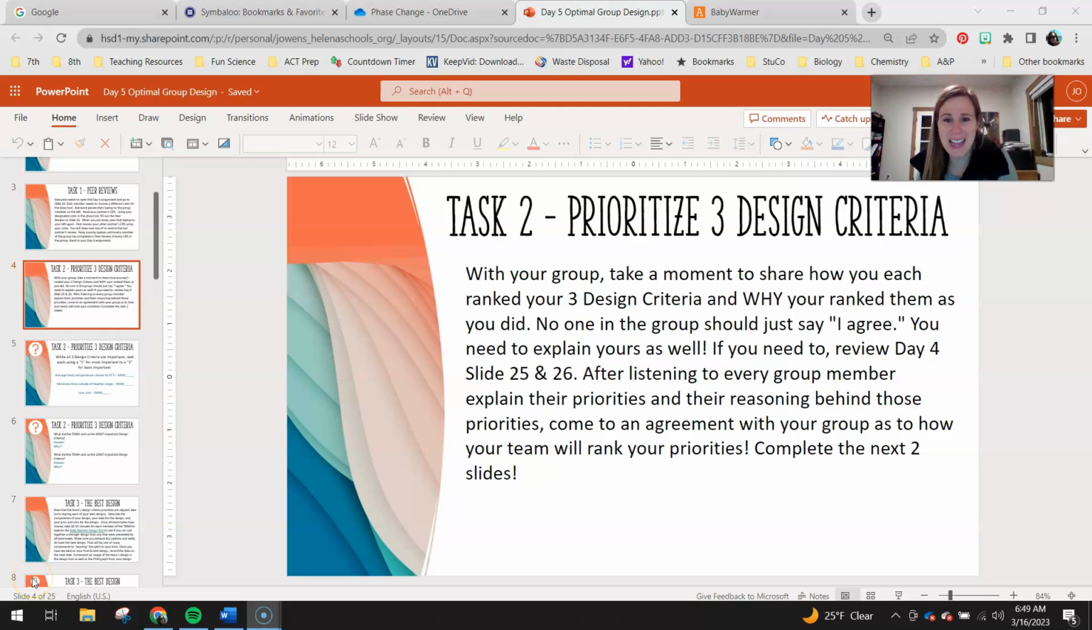Hey, 8th graders, this is task 2. The title of this task is Prioritize Your 3 Design Criteria. We've talked about this a little bit in day 4, but you guys are going to dig into it a little more in this task right here.